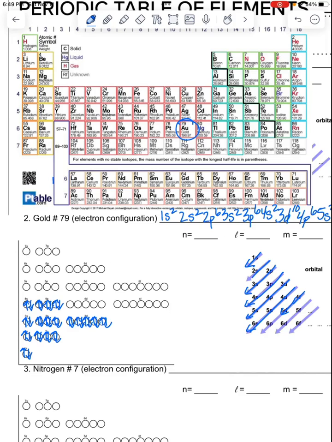Oops, now I should go do my 3d. I messed up a little bit. Then I should go back to my 4p, 5s. Here I am, 5s. Now I go do my 4d. Okay, I just did 4d. Now I would fill 5p. Okay, after my 5p, I fill 6s, and then I go fill my 4f.